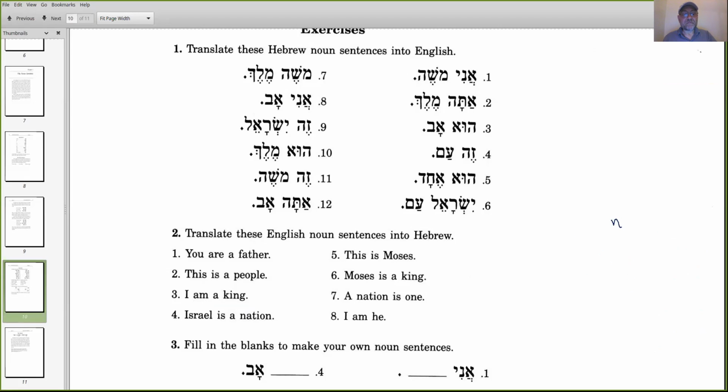Anyway, number 4, we have Israel is a nation. So we know we need to write out the word Israel. So then we would start with a yod, a hirik, a sin, a resh, the kametz, and aleph.